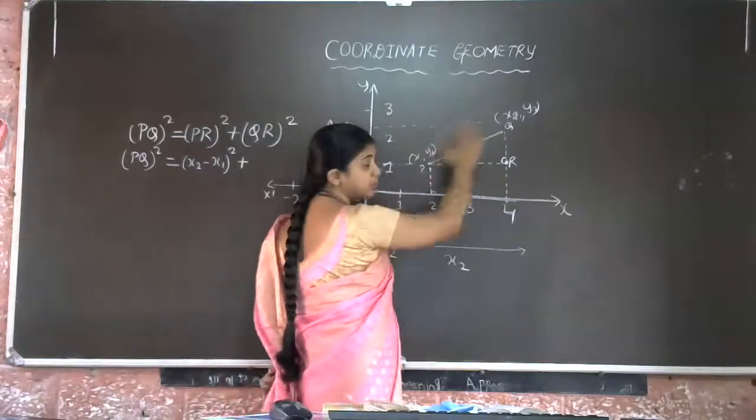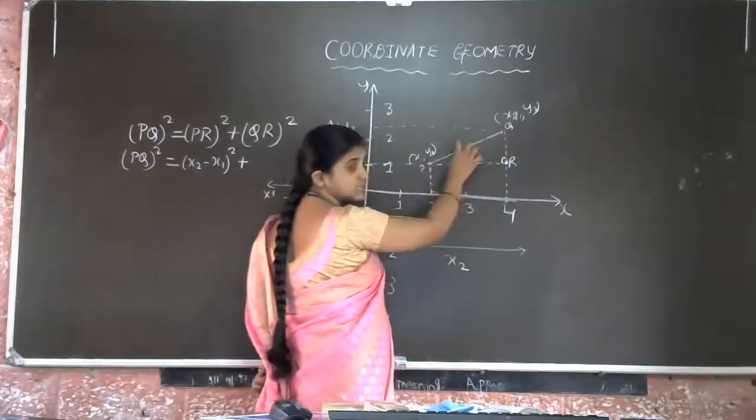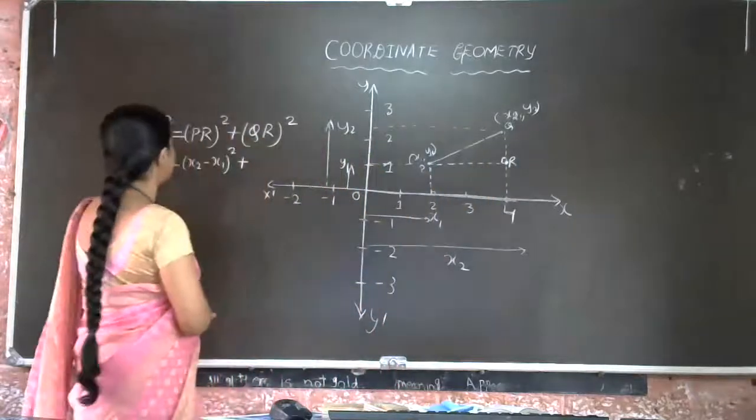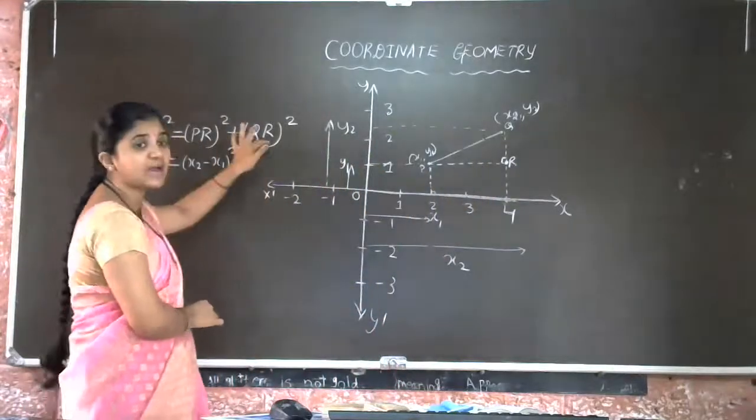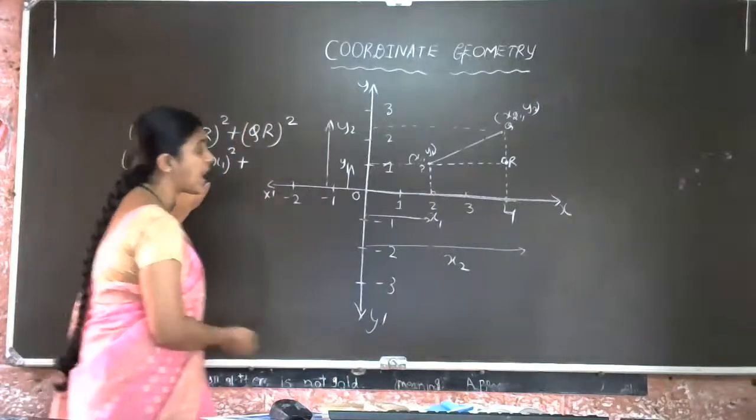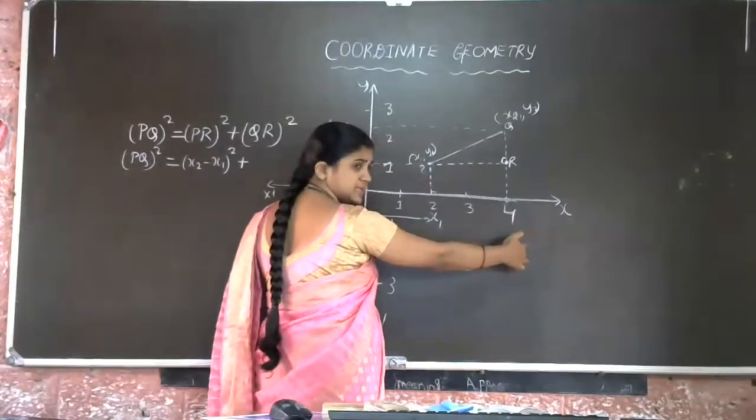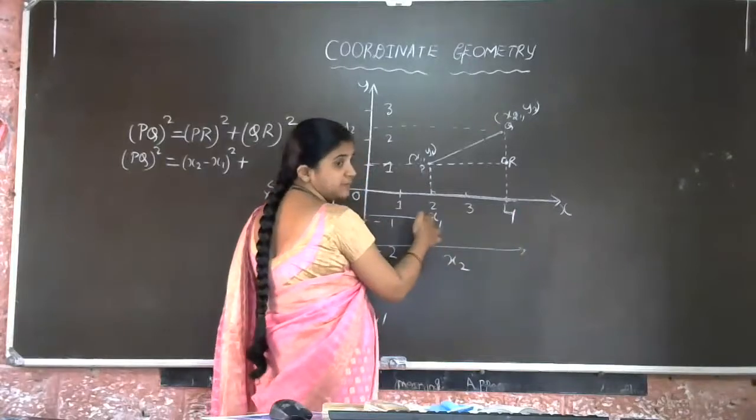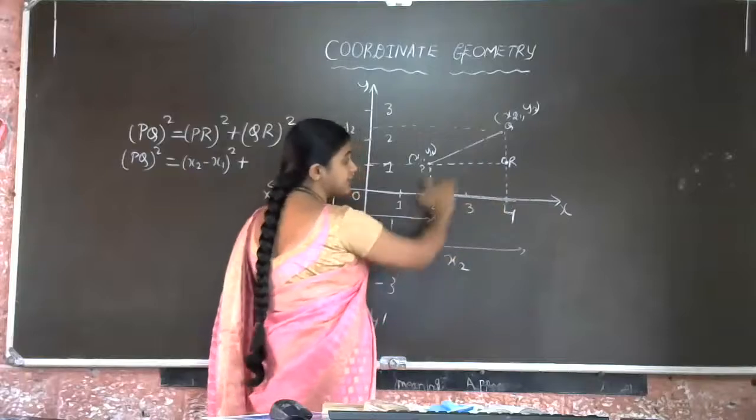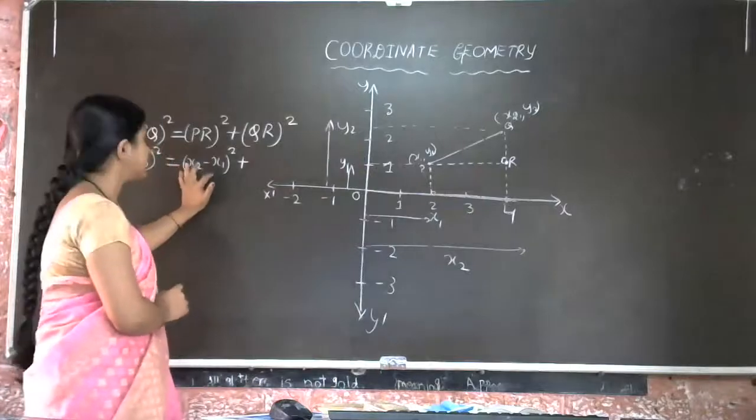So now we are going to derive this formula with the help of the Pythagoras theorem. That is, the square on the hypotenuse is equal to the sum of the squares of the other two sides. According to that, PQ square is equal to PR square plus QR square. So this PR length, the total is x2. If we subtract this portion, that is x1, we'll get the PR distance. So we can write PR as x2 minus x1. Substitute x2 minus x1 in place of PR.